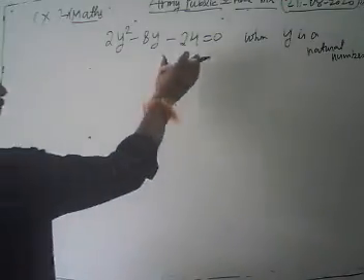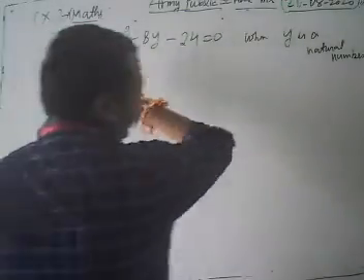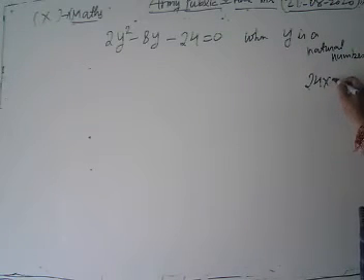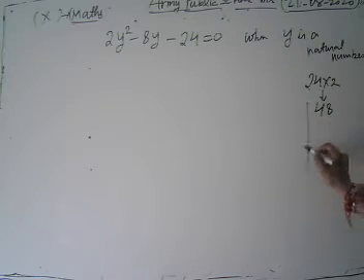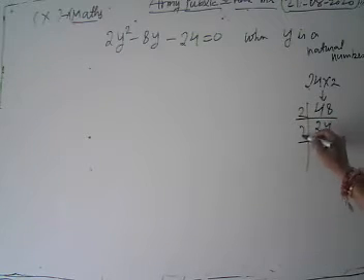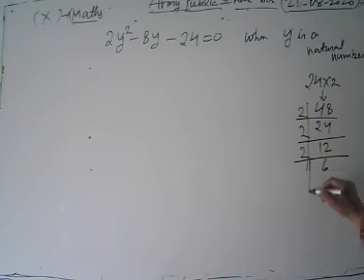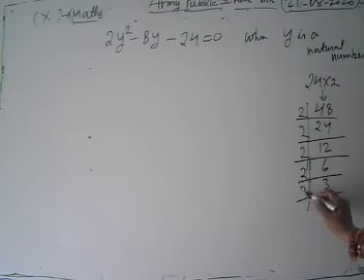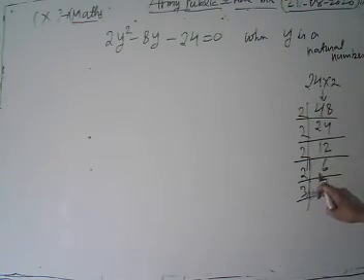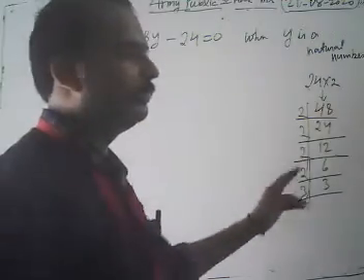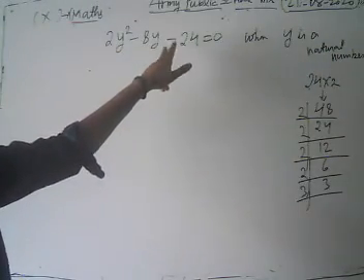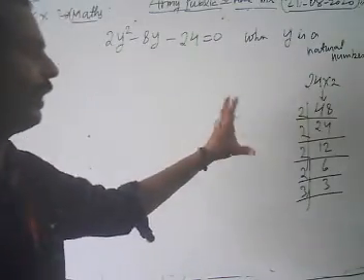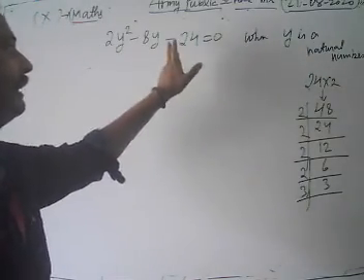First of all we are going to factorize it. What do we do? 24 into 2, we get 48. Now we are going to find the prime factors of 48. We need only pairs of factors. The sign of c is minus. We have to find the factors of 48 in pairs such that their difference is equal to 8.